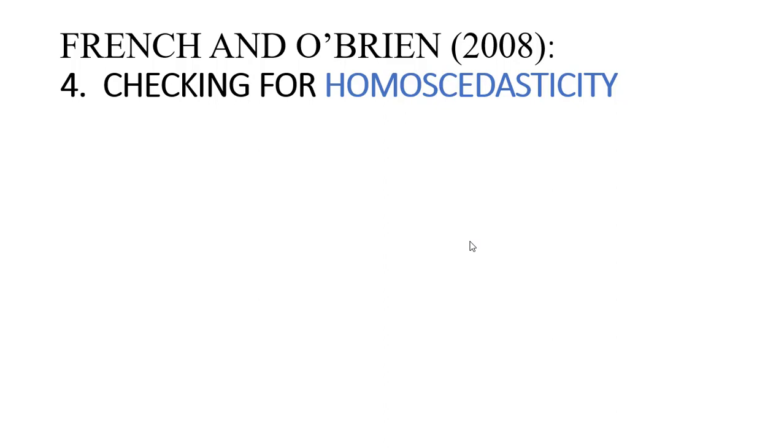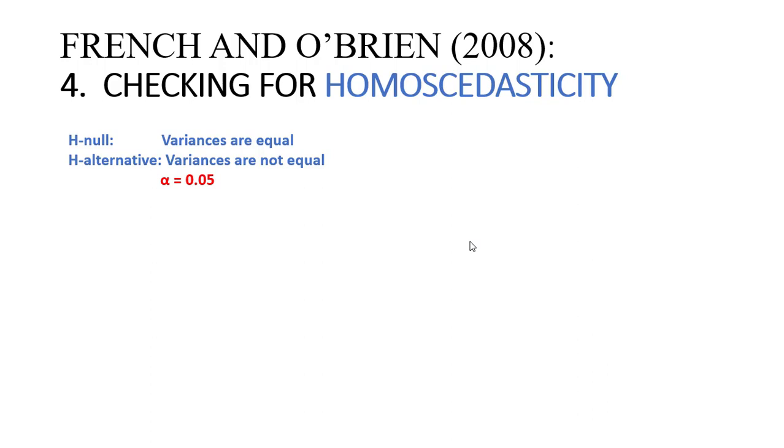Finally, we need to check for homoscedasticity. Remember, this is going to be that we have equal variances. So when we check for this, again, we're going to do this with hypothesis testing. So the null hypothesis is going to be that variances are equal. The alternative hypothesis is going to be that variances are not equal, and we're allowing alpha to be 0.05.